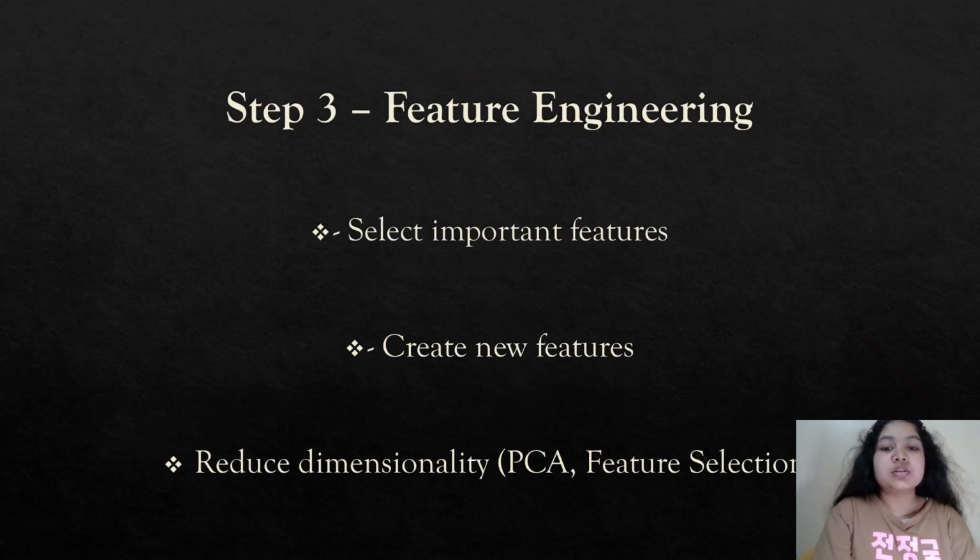Step 3 is feature engineering. Select important features, as not all columns are useful. For example, in loan approval, applicant salary is important but their favorite color is not. Next, create new meaningful features. Sometimes combining existing features gives better results. For example, total income equals applicant income plus co-applicant income. Then reduce dimensionality. If the dataset has too many features, we use techniques like PCA to reduce them and make the model faster and simpler.